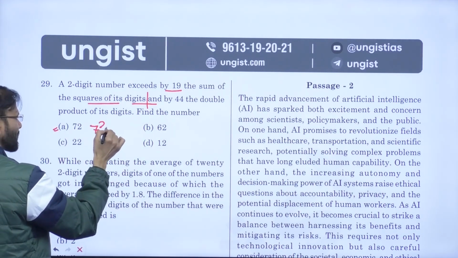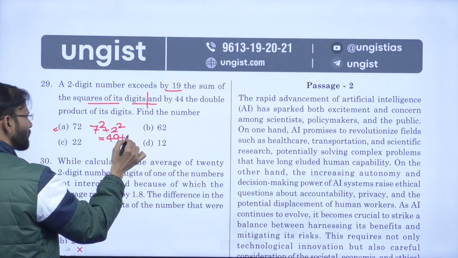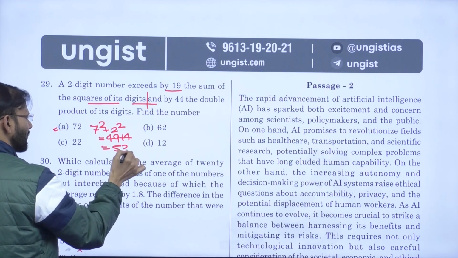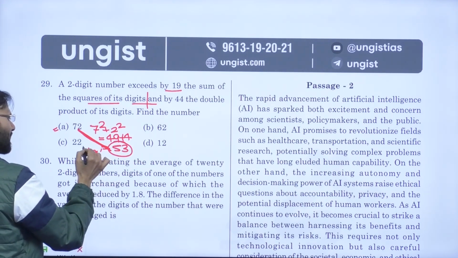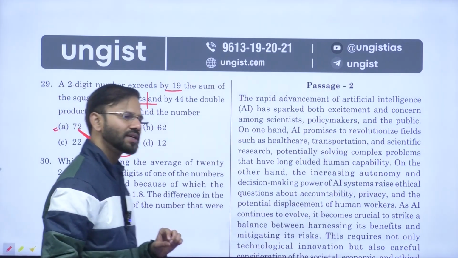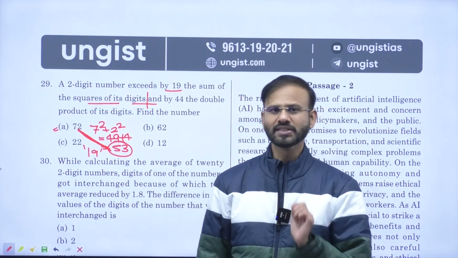So 7 square plus 2 square. 7 square is 49. 49 plus 4 is 53. What is the difference between 53 and 72? The difference is 19. So the number exceeds the sum of the squares of the digits by 19, right?